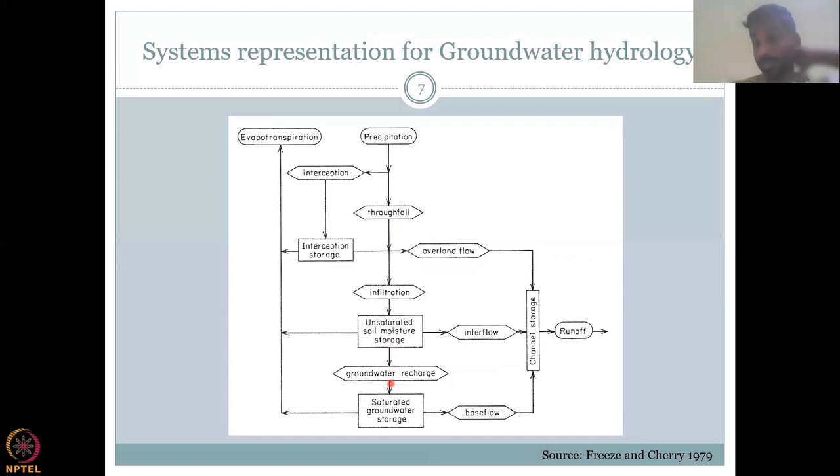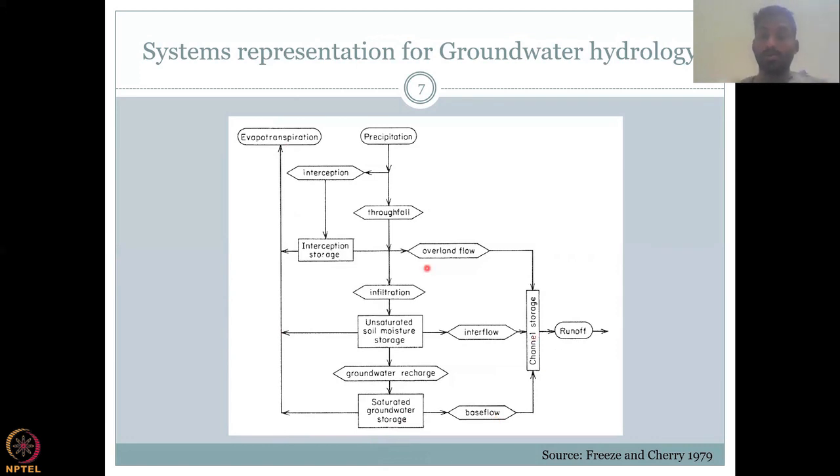And the recharge would give more water to the saturated groundwater storage, which is a unit where water is full already. And when you put more water, the level of the water rises. And from here, plants and trees can still take the water and transpire. So the transpiration is still happening through these lines of unsaturated and saturated water. And part of the saturated water goes as base flow. Base flow is part of the groundwater that goes back into the channels.